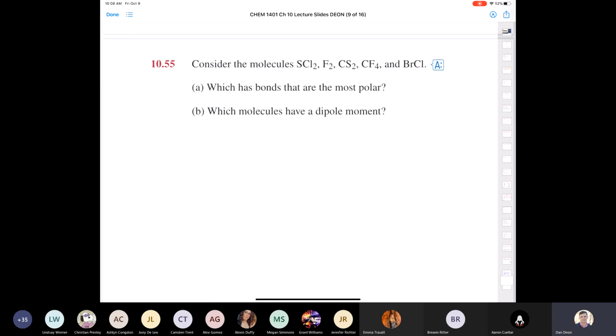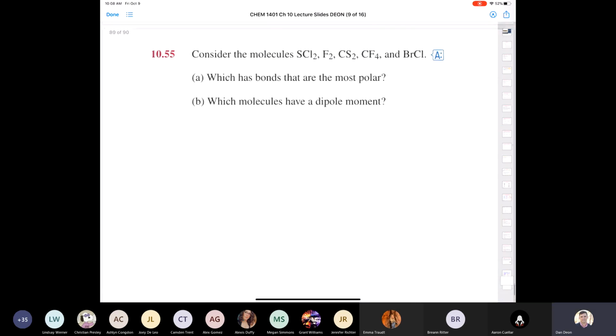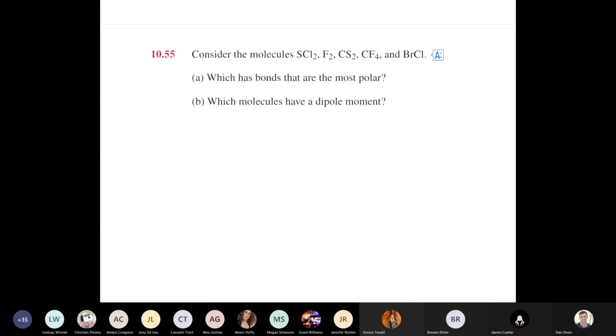What question is this? 10.55. So I just pick some problems from the book here, I think. Yeah, give this one a little college try. Okay, so if we look at sulfur dichloride, fluorine, carbon disulfide, carbon tetrafluoride, and bromine chloride, which has bonds that are the most polar?